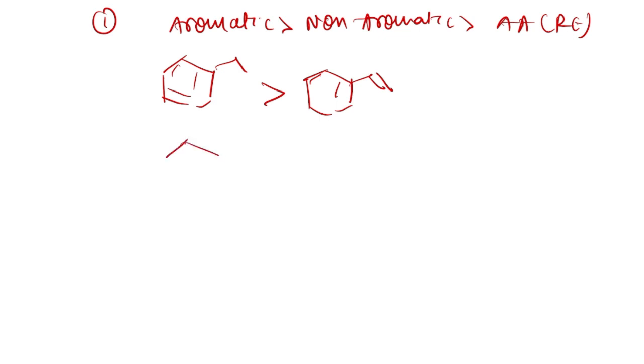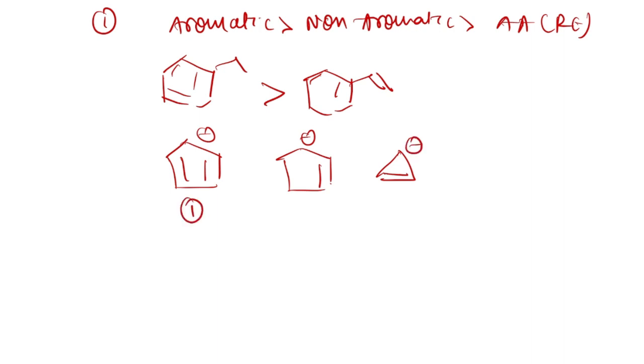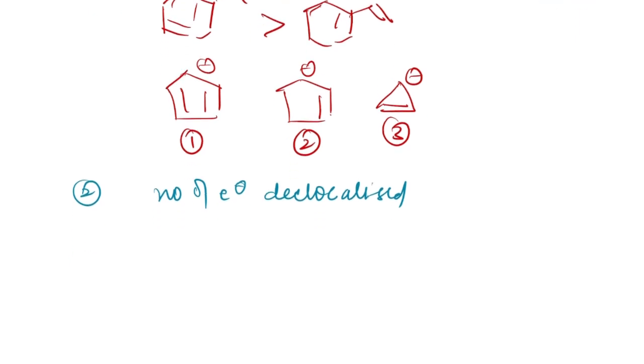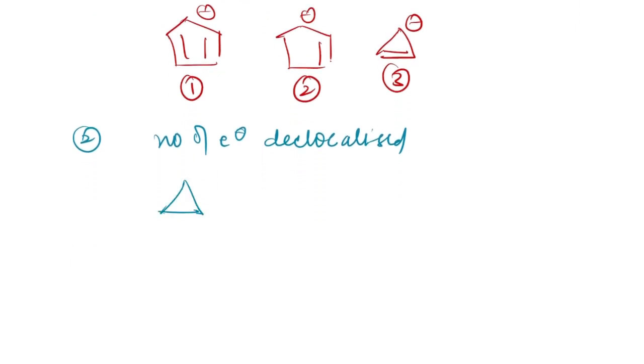And if we talk about these two questions, compare the resonance energy of this and this. So first, because it is aromatic, this is second, because it is non-aromatic, third it is anti-aromatic. Now second point, number of electrons delocalized. If both are aromatic, then how do we compare, like these two? Because the number of electrons delocalized is more in the second case, so that is more.